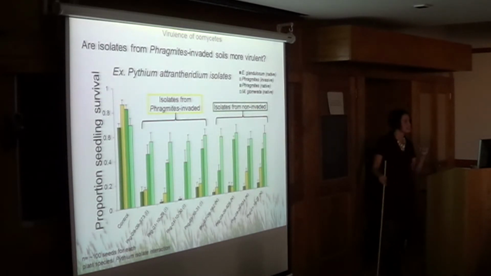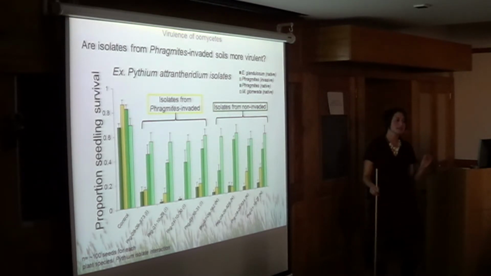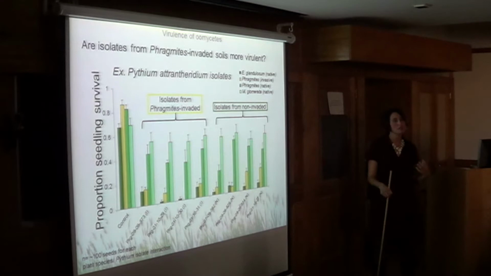We can take this one step further and look at individual isolates of a given species that are taken from either the Phragmites invaded or non-invaded soils to see if something about Phragmites being there makes this a more virulent community.